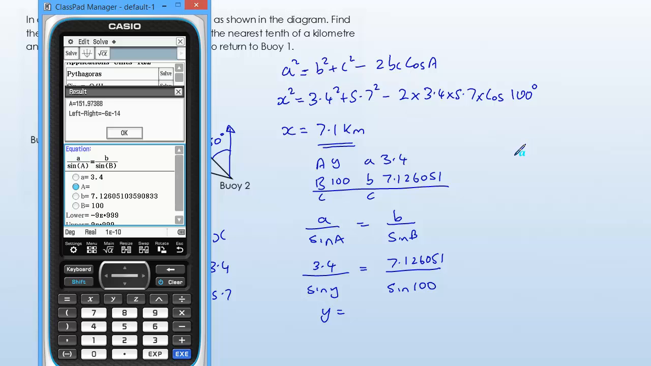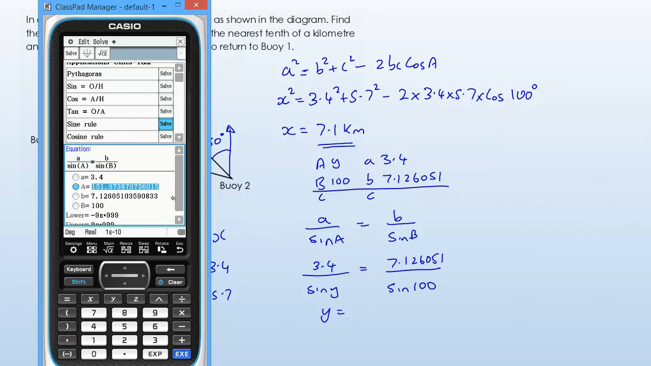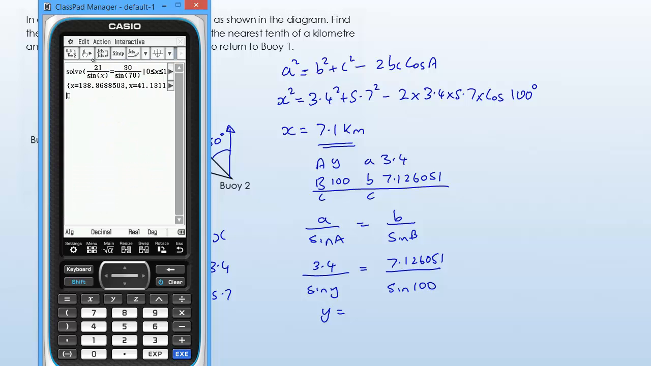And we get 151.97. That doesn't seem like the right angle, does it? If we look at this one here, that certainly hasn't worked in this particular case for us. There's no way that that could actually fit in a triangle. We've already got B as 100. So what do we do in this sort of situation? Well, we don't panic about it.